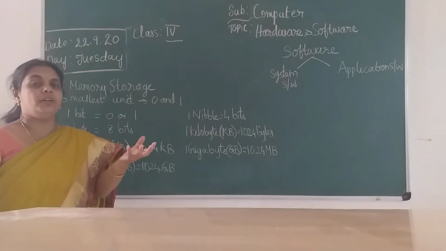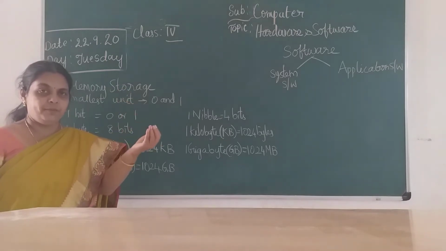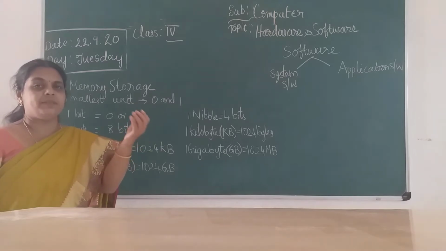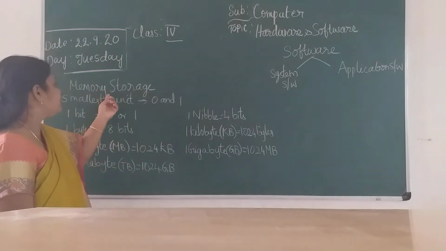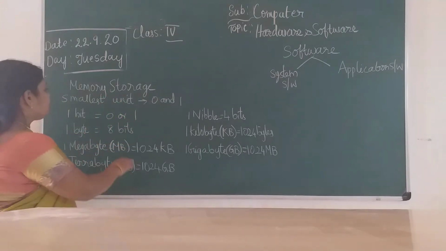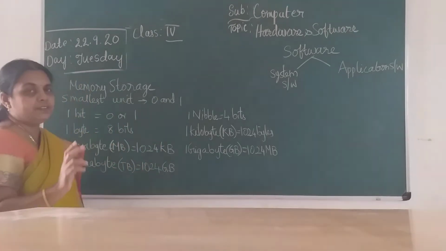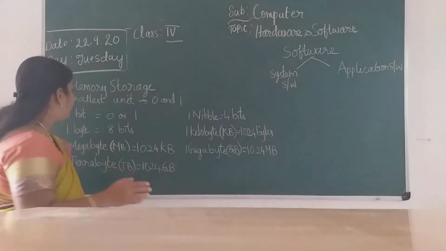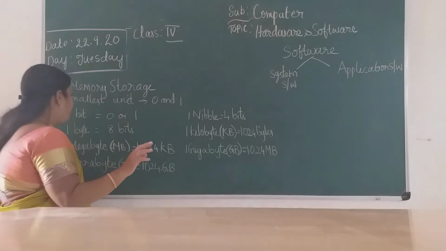So how to measure any liquid or water we have measurement of liter, milliliter, or to weigh rice we have kilogram, like that. Here also to measure the memory we have the units. Okay. So the smallest unit is zeros and ones. We have discussed, children, that the computer will understand zeros and ones. So the smallest unit is 0 and 1.